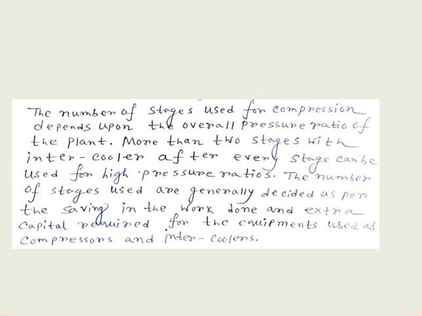I have told you earlier that the number of stages used for compression depends upon the overall pressure ratio of the plant. More than 2 stages with intercooler after every stage can be used for high pressure ratios. The number of stages used are generally decided as per the saving in the work done and extra capital required for the equipments used as compressors and intercoolers.